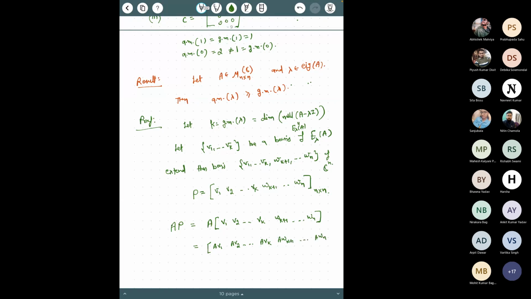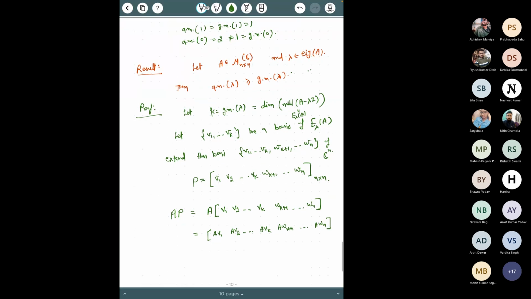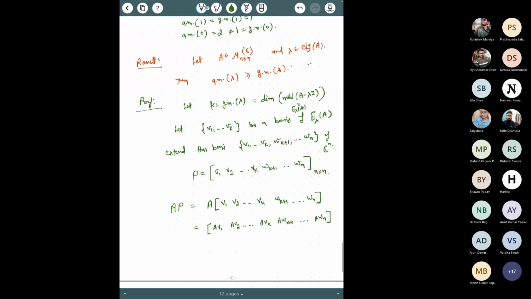But since V1 to Vk form a basis for the eigenspace, they are the eigenvectors corresponding to eigenvalue lambda. So you can write that the first k columns would be lambda V1, lambda V2, and so on up to lambda Vk. These vectors you know, but the other vectors you don't know, so you just write them as they are.